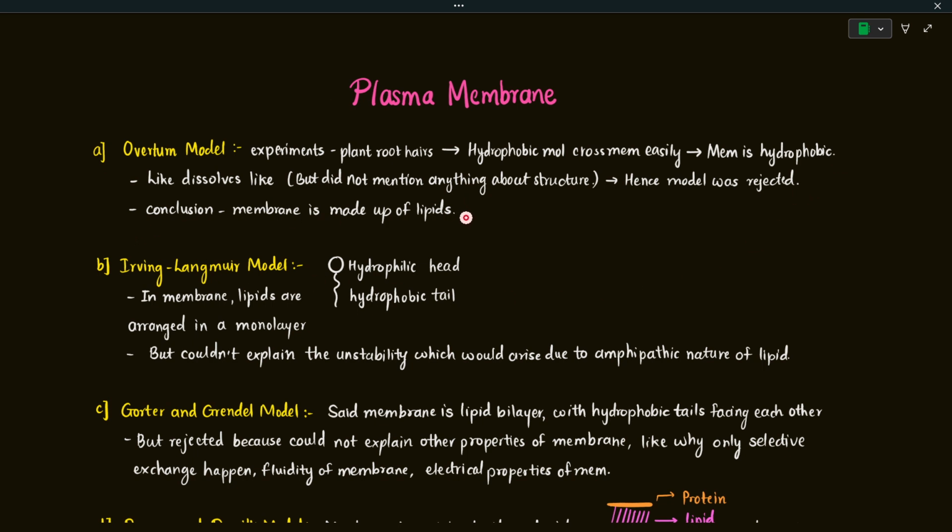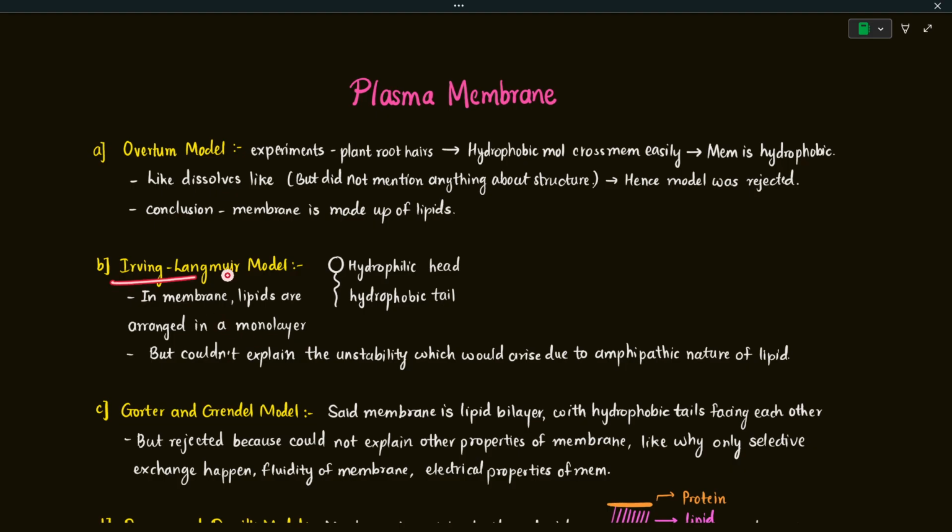So they gave the conclusion that the plasma membrane is made up of lipids, because from all of the biomolecules, lipids are the only structurally integral biomolecules which are hydrophobic. But in this model, they did not mention anything about the structure. They did not give any idea about the composition of the plasma membrane, like even if it's made up of lipids, what kind of lipids it is made up of, and how they are arranged in a membrane. That wasn't clarified enough, and that is why this model was rejected.